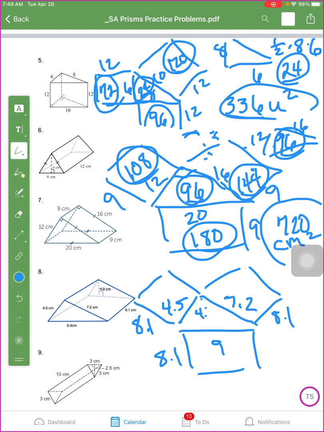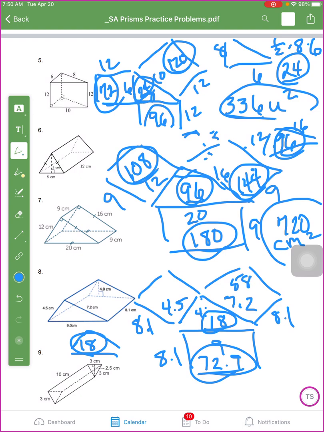So the area of the triangle is going to be 1/2 times 9 times 4. So half of 4 is 2. 2 times 9 is 18. And remember, there are 2 triangles. So the other triangle is over here. So now we're going to do the area of each of the rectangles. So we have 8.1 times 9 is going to give me 72.9. And then 8.1 times 7.2 is going to give me 58.32.